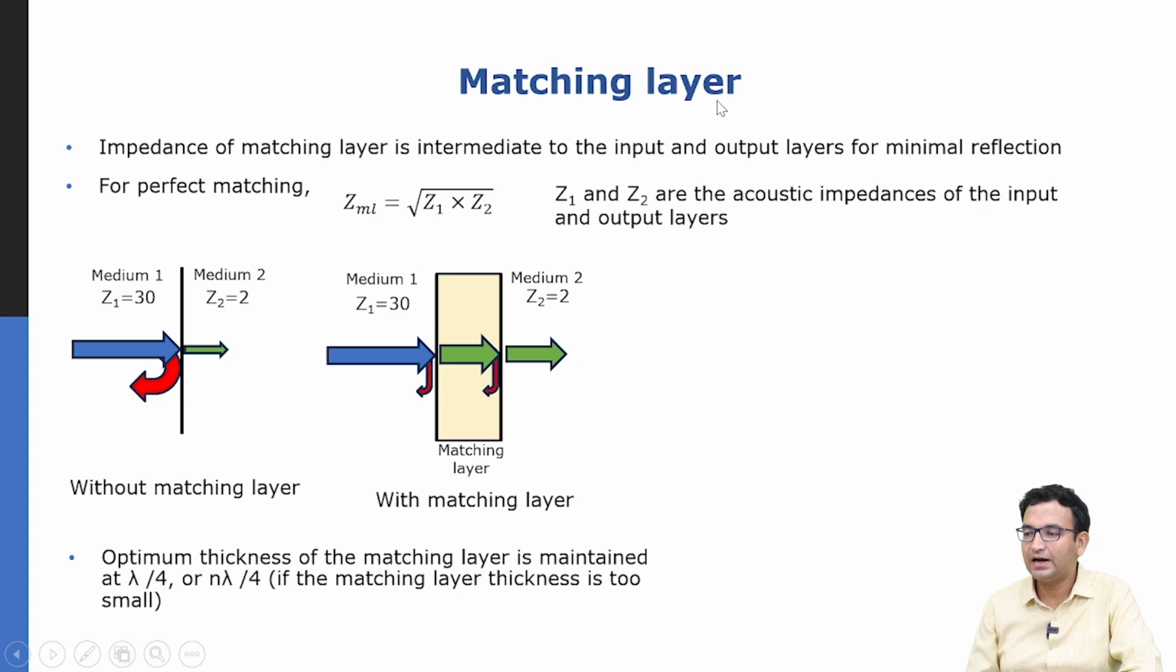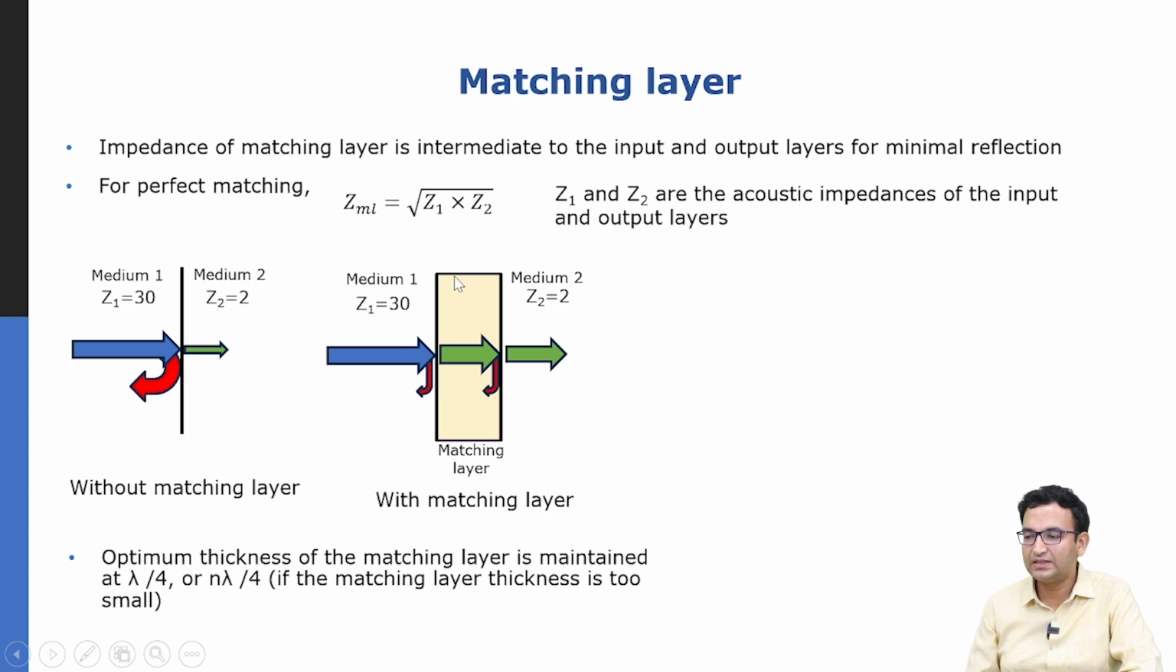Now, the matching layer is needed because there is a striking impedance mismatch between the transducer and the tissue, and we discussed that if you select a material with the acoustic impedance of square root of Z1 Z2, where Z1 is the acoustic impedance of the input and output layers and ZML is the impedance of the middle layer or the matching layer, then you are able to prevent a lot of signal reflection and loss of signal. So, as shown in this schematic, if you have Z1 is 30 MRayl and Z2 is 2, then the majority of the signal is just reflected back at this interface.